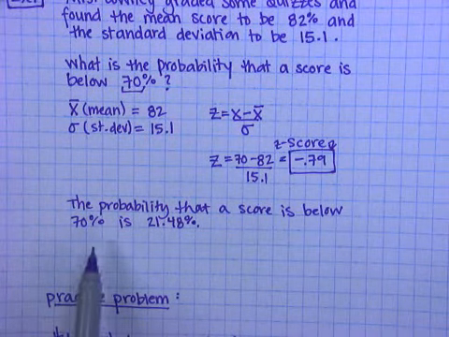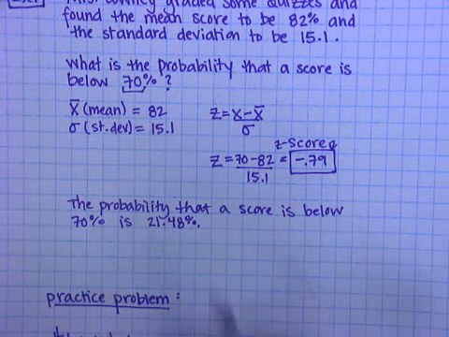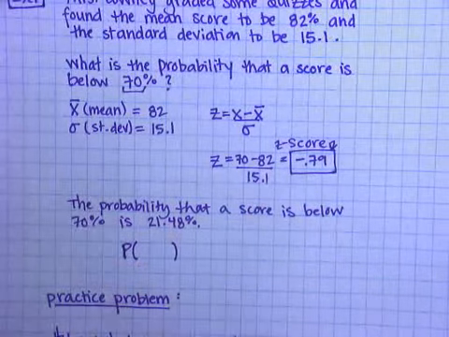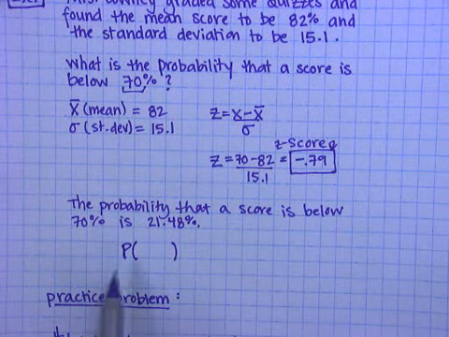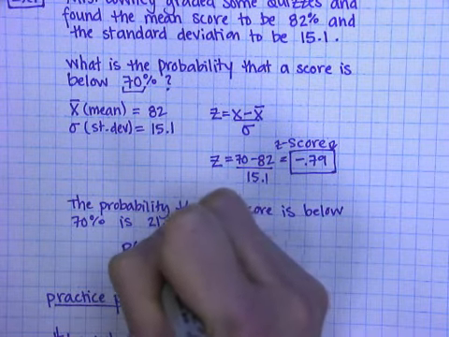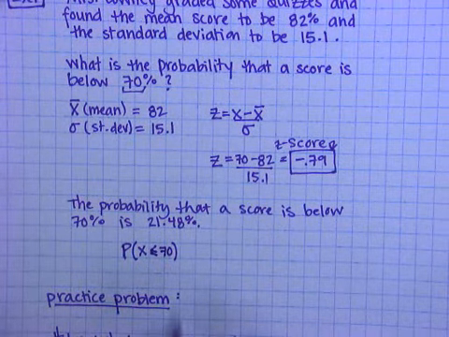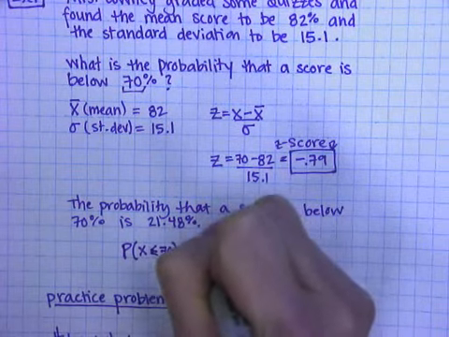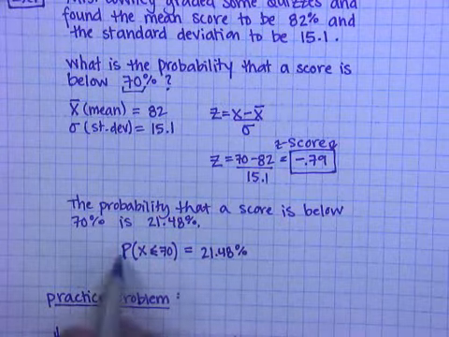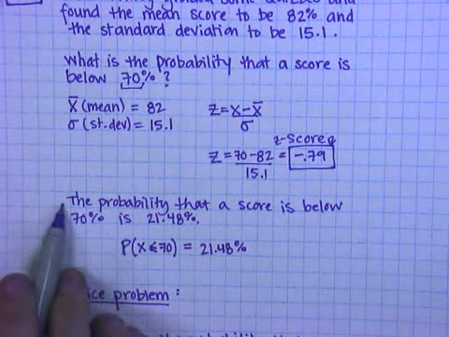Okay. Now, if you don't like writing out all that longhand, there is a shorter way to write it. You can use some notation. P in math stands for probability. And when you say of, most of the time it means that there's going to be some parentheses. So this is probability of x being less than 70. I guess I could say less than or equal to. So the probability that x is less than or equal to 70 is 21.48%. So this is just the shorter way of writing this same sentence. This is the mathematical symbolic way, and this is writing it out in English.